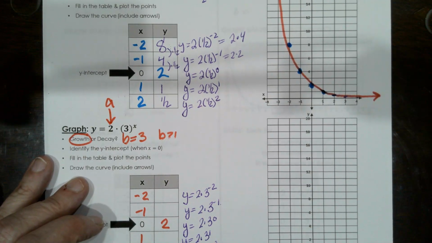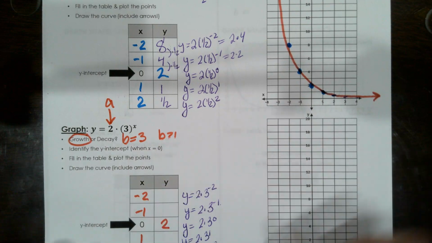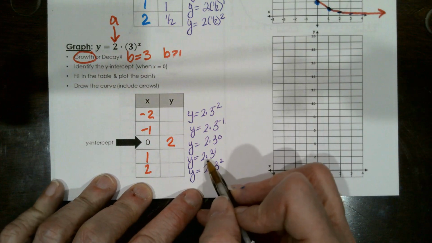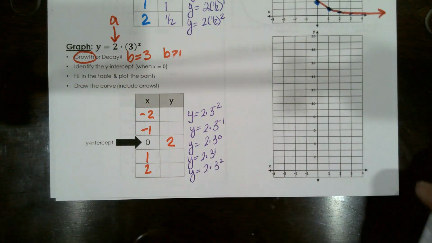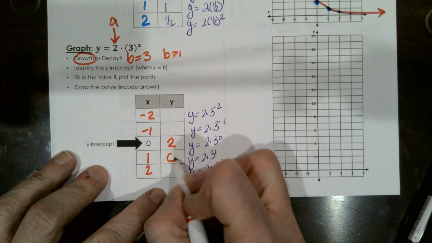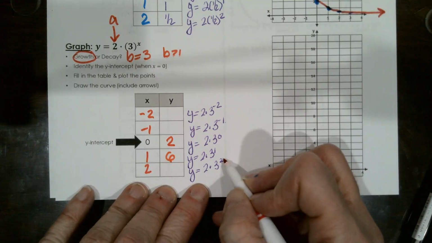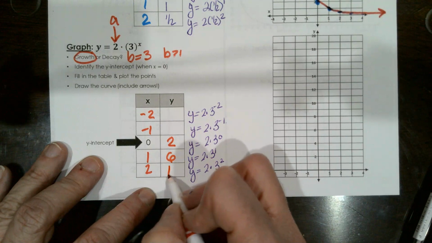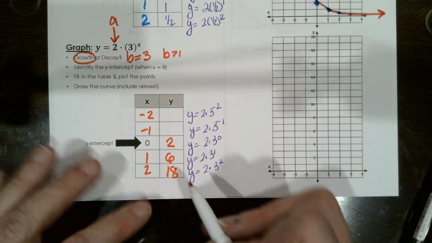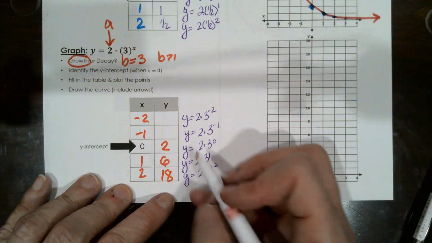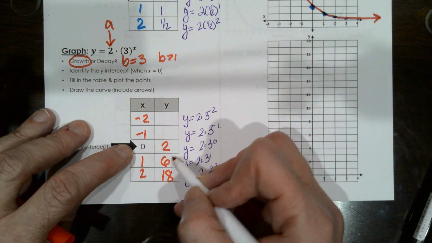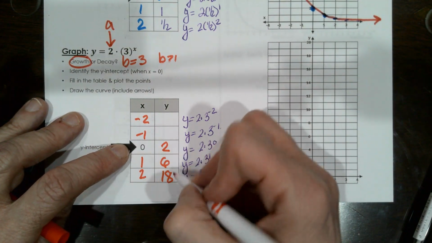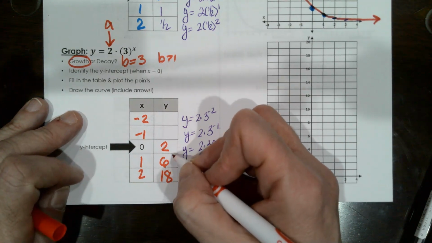All right, so let's see. I'm going to start down here with my positive exponents. So 2 times 3 to the first power, that's 2 times 3, that's going to be 6. All right, 2 times 3 to the second power, 3 to the second power is 9. 9 times 2 is 18. All right, and now I see what my pattern is. Looking at these three, I have times 3, or if I go the other direction, I'm dividing by 3, dividing by 3.